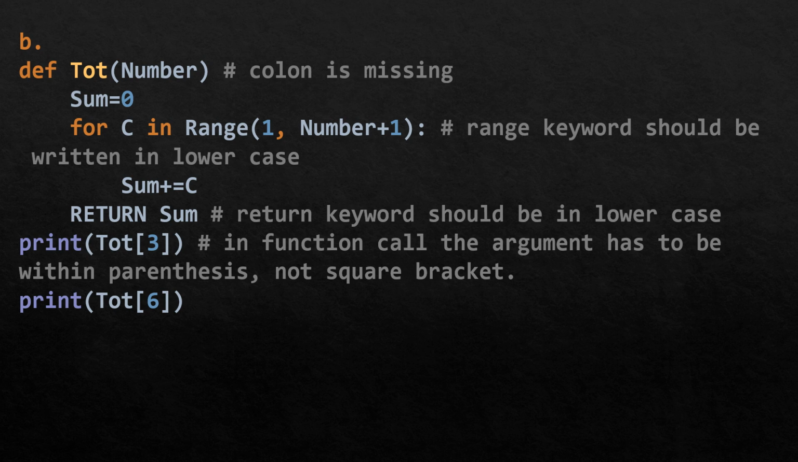Now the next program is like this. Here one function tot is defined, but with the definition colon is missing. And the second error is here, range keyword should be written in lowercase, but here R is an uppercase. Now the return keyword should also be in lowercase, but here it is written in uppercase, which is another error. Now the total function is called, but while calling the function, the argument is given within square brackets, which is another error. It has to be given within parentheses. The next error is also the same thing. The same argument is called within square brackets.